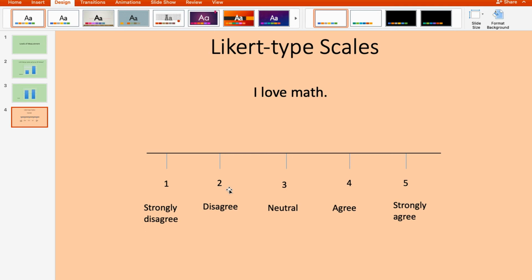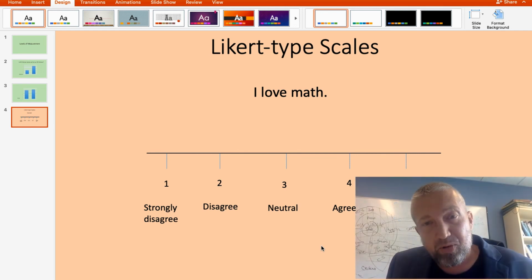Well, when we're using these Likert-type scales, what should we think about their level of measurement? One way to think about this is to ask a very simple question, it seems. Is the amount of love that it takes for me to move from strongly disagree to disagree the same amount of love that it takes to move from disagree to neutral?